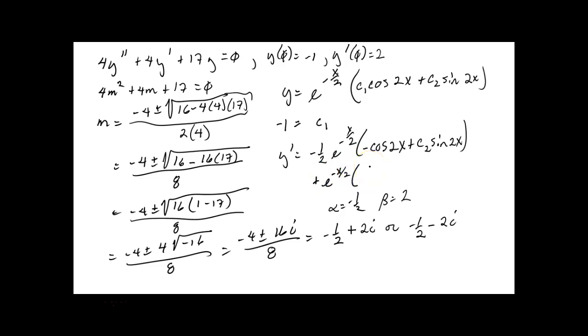Now what's the derivative of minus cosine 2x? Minus cosine 2x would be sine 2x times 2. Yeah, okay. Plus 2 C2, not x. The derivative of 2x is 2. So 2 C2 cosine 2x.